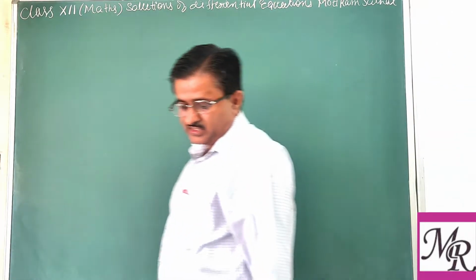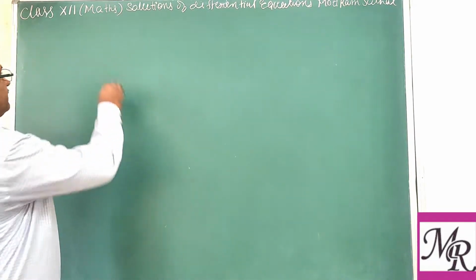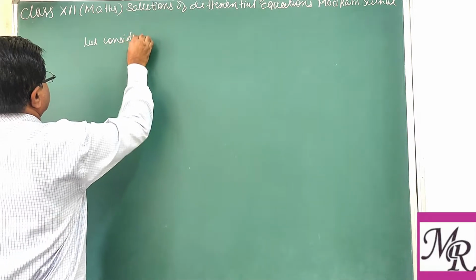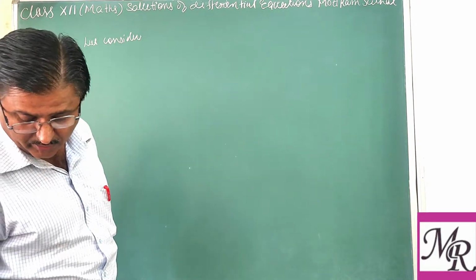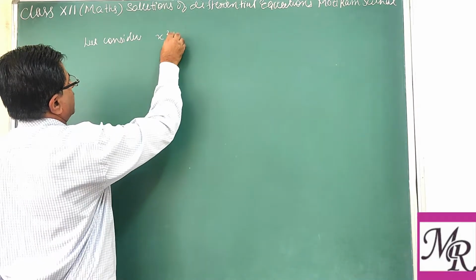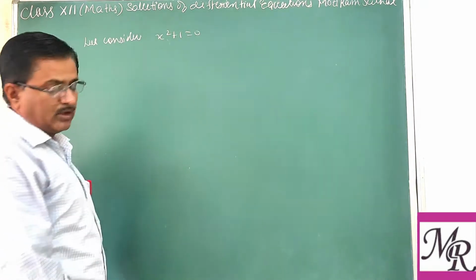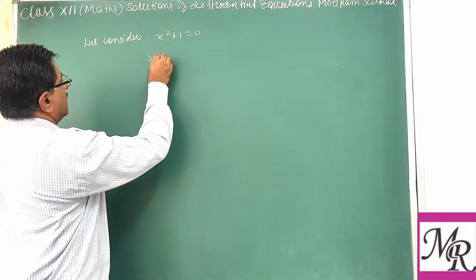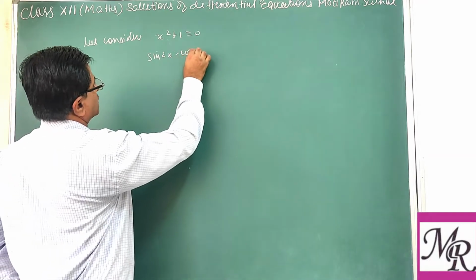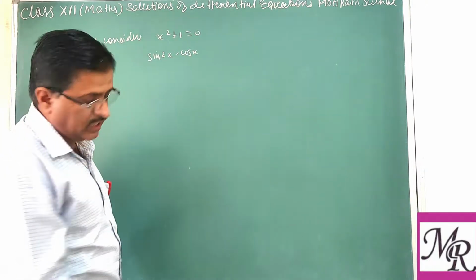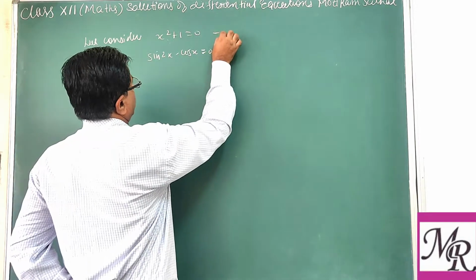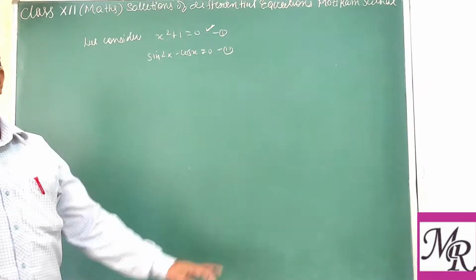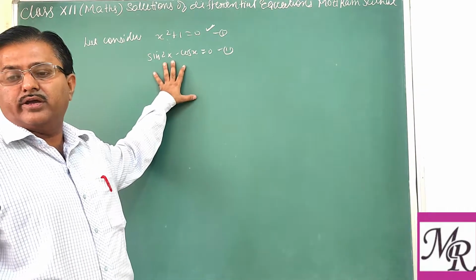Let me consider some examples of equations. As you have already seen, equations of the type x square plus 1 equal to 0 and sin square x minus cos x equal to 0. These two types of equation you already know. The first one is an algebraic equation and the second is a trigonometric equation.